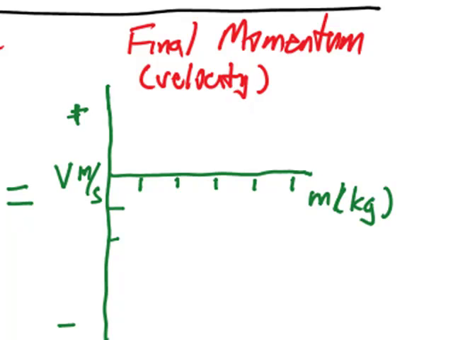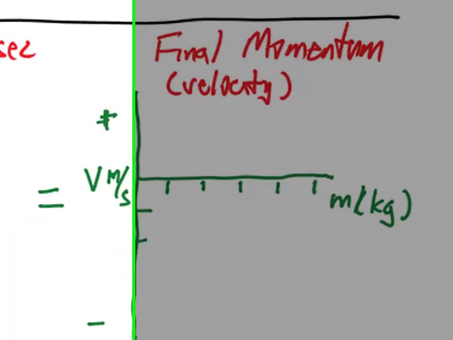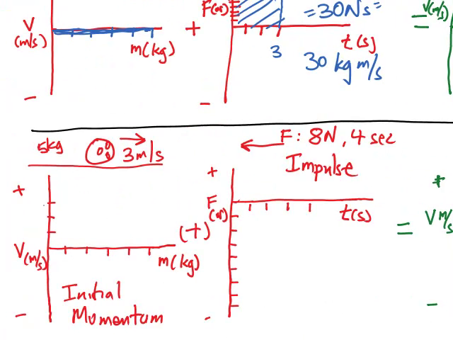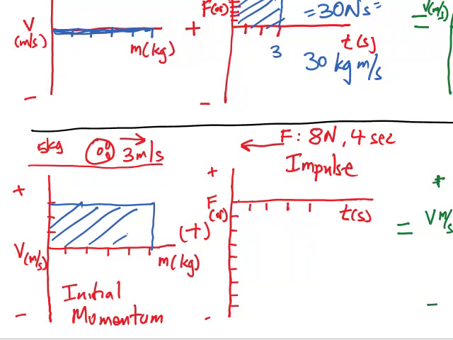Okay, we see that 5 kilograms, 1, 2, 3, 4, 5 kilograms at 3 meters per second. The area of this will be 3 times 5, 15 kilogram meters per second. Let's see the impulse. The force is to the left, so we know that that's going to be 8 newtons to the left, or negative. 1, 2, 3, 4, 5, 6, 7, 8. And it's going to last for 4 seconds. 1, 2, 3, 4. Let's go ahead and sketch out the area there.